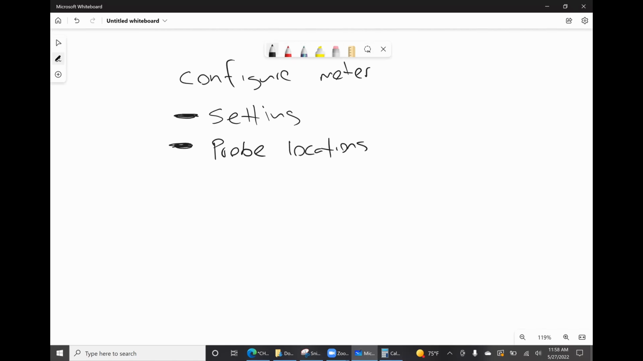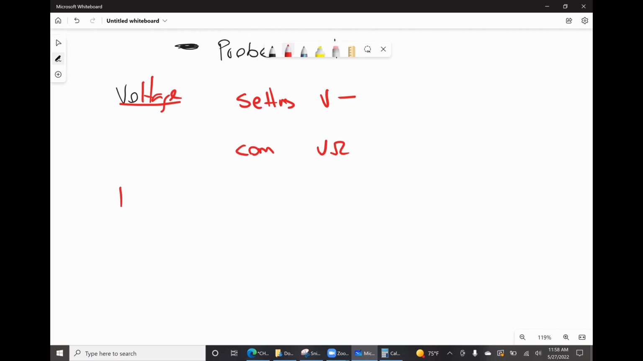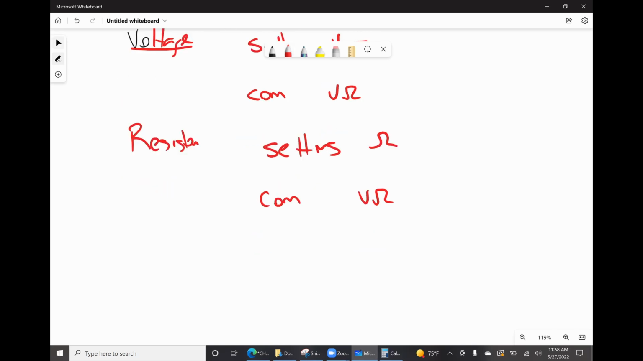So if you want to measure voltage, we need to make sure that the meter setting is on V for direct current. Most times it has a line. And also we need to make sure the two probes are going to be on common, and the other one is going to be on volt ohms most times. If you want to measure resistance, similar. The setting needs to be on ohms. Most times it has the symbol ohms, and the two probes of the meter are going to be on common and on volt ohms.